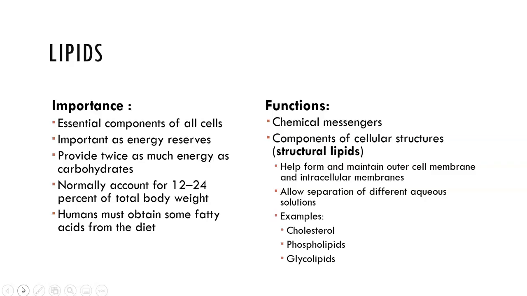Also, as far as body weight is concerned, we talked about carbohydrates only making up about 1.5% of human body weight. In humans, lipids normally account for 12 to 18% of total body weight, and that's usually for adult men. For adult women, that's a little bit higher. 18 to 24% is a normal amount of lipids in adult women.